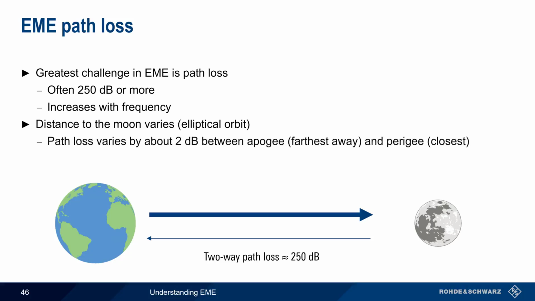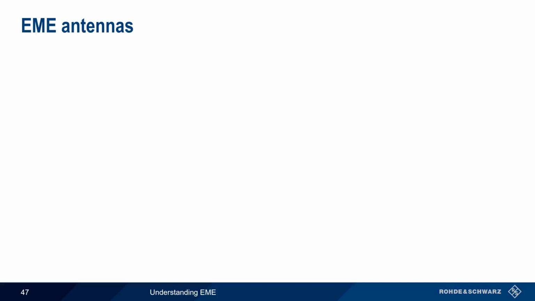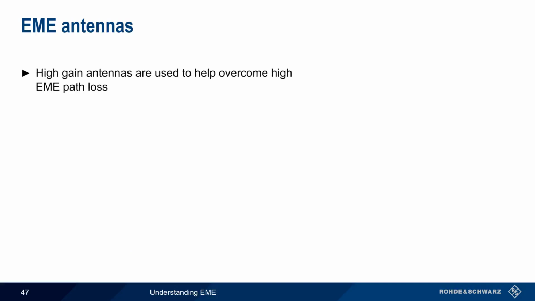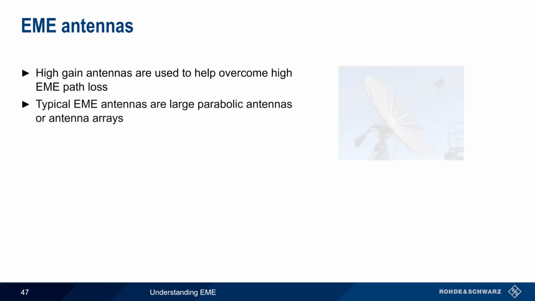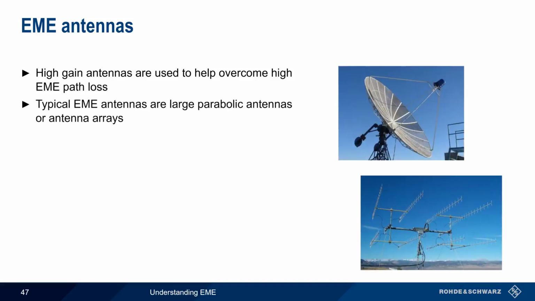Path loss can vary by about 2 degrees between apogee, that is, when the moon is farthest away, and perigee, when the moon is closest to Earth. Using high transmit power is the primary method used to overcome this high path loss in EME. In addition to high transmit powers, high gain antennas are another way of overcoming path loss. EME antennas are usually either large parabolic antennas or arrays of antennas.